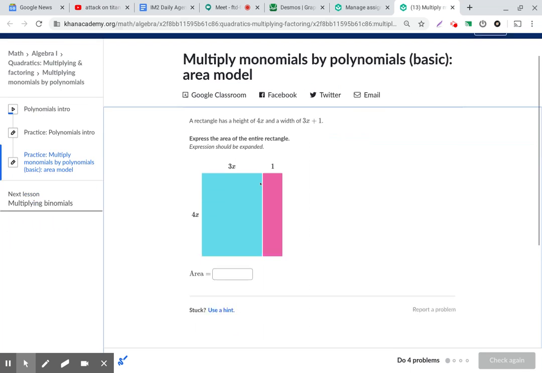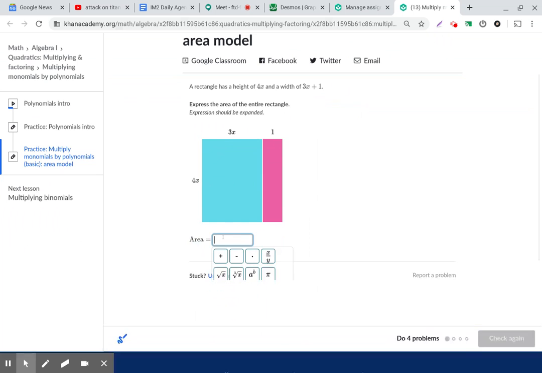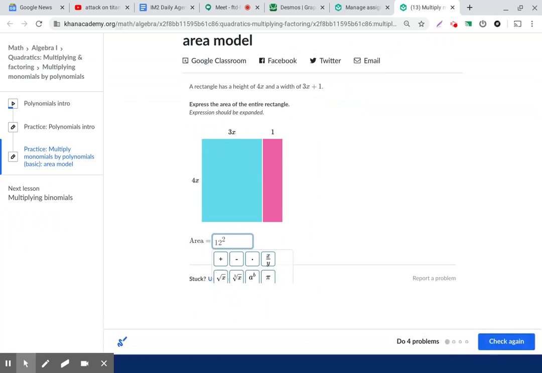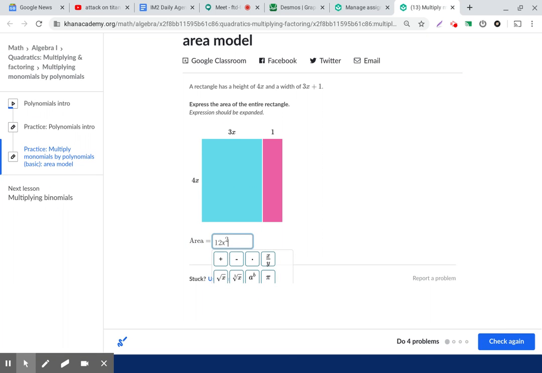All right, guys. So we're gonna multiply 4x times 3x plus 1. So basically, you're going to multiply 4x times 3x. That's going to be 12x squared, and then plus, 4x times 1 is 4x. So you're multiplying 4x times 3x plus 1. You're basically turning factored into standard.